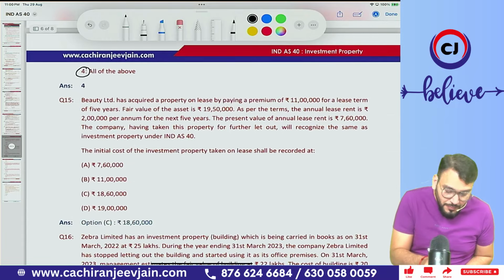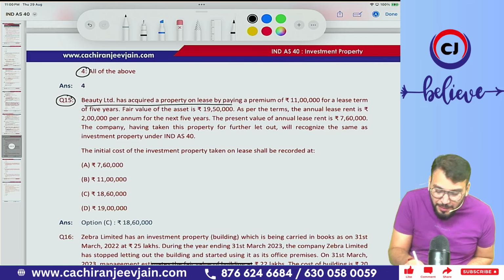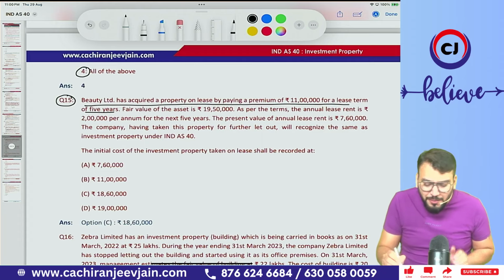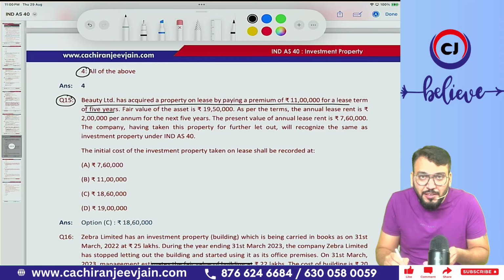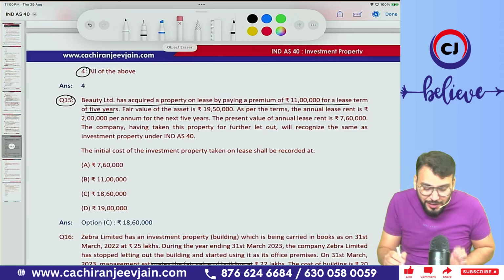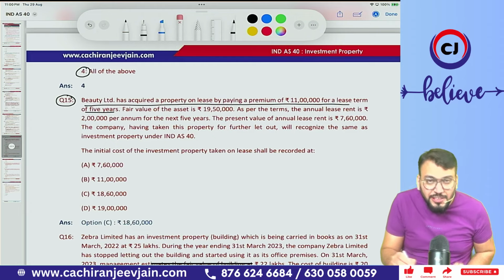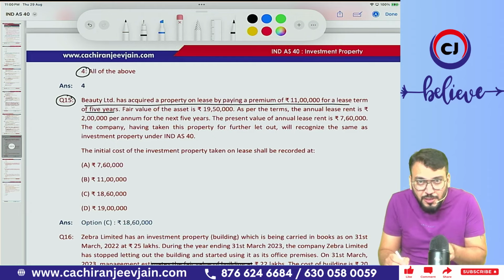Chalega. Come to question 15. Beauty Limited had acquired a property on lease by paying a premium of 11 lakh for the lease term of 5 years. Paying a premium means it was paid on the date of contract. Means a lump sum was paid on the date of contract only. So an asset was taken on lease by paying some lump sum payment on the date of commencement or on the date of contract only.